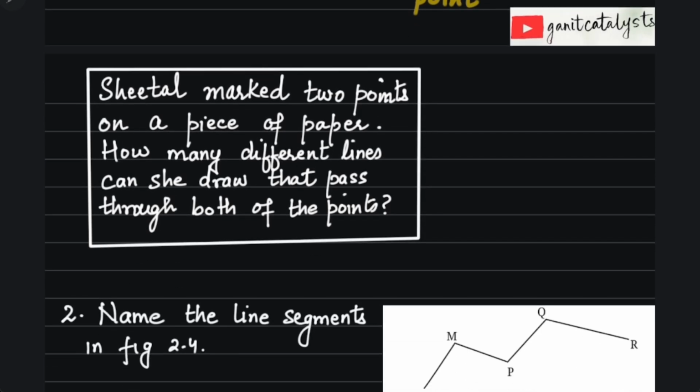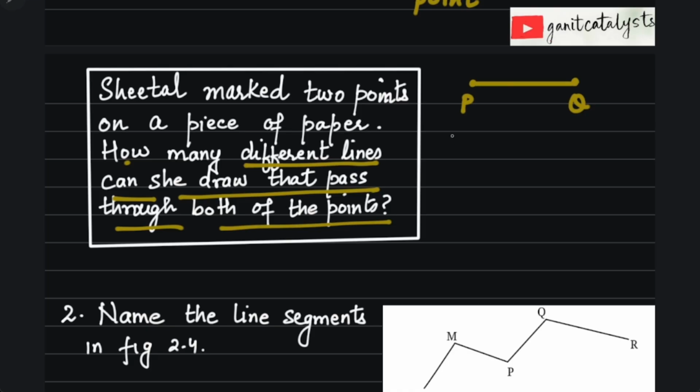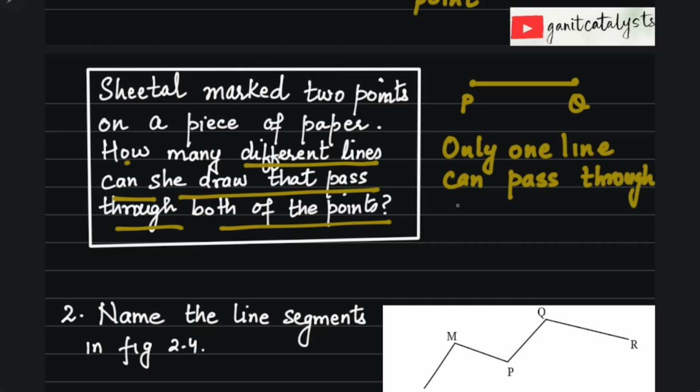Now Sheetal marked 2 points. Suppose the 2 points are here, P and Q. How many different lines can she draw that pass through both of the points? So you can see only one line can pass through. So if she marked 2 points, only one line can pass through the 2 marked points.